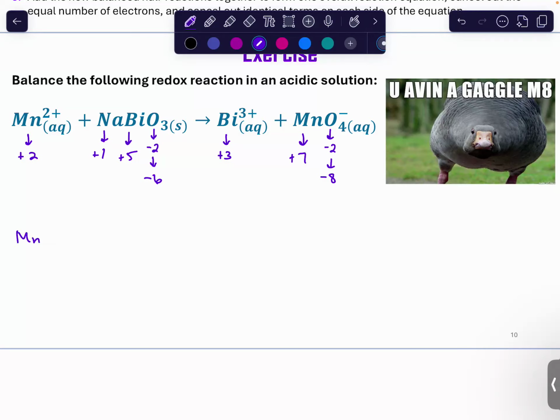All right. So that's our split. Now balance every other atom other than oxygen or hydrogen. How am I going to do that? Balance every atom other than oxygen or hydrogen. Well, I have one manganese. That's done. What's wrong with the second one?